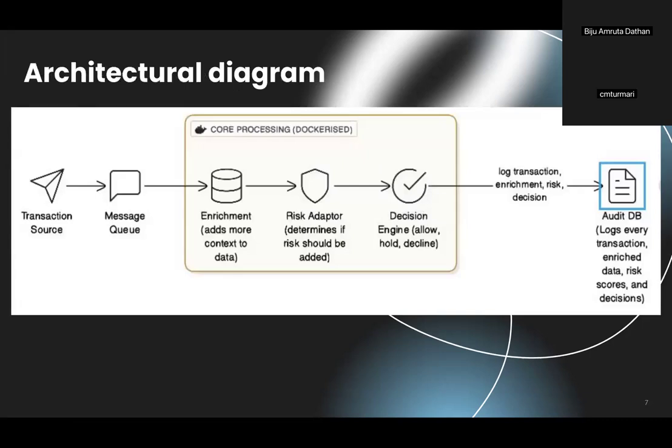Coming to the architectural diagram, this is the simple diagram which shows the full path: producers and gateway feed Kafka, and events move through enrichment, scoring, and decisions. Every stage logs results into an audit database, so we can trace exactly how a transaction is evaluated.